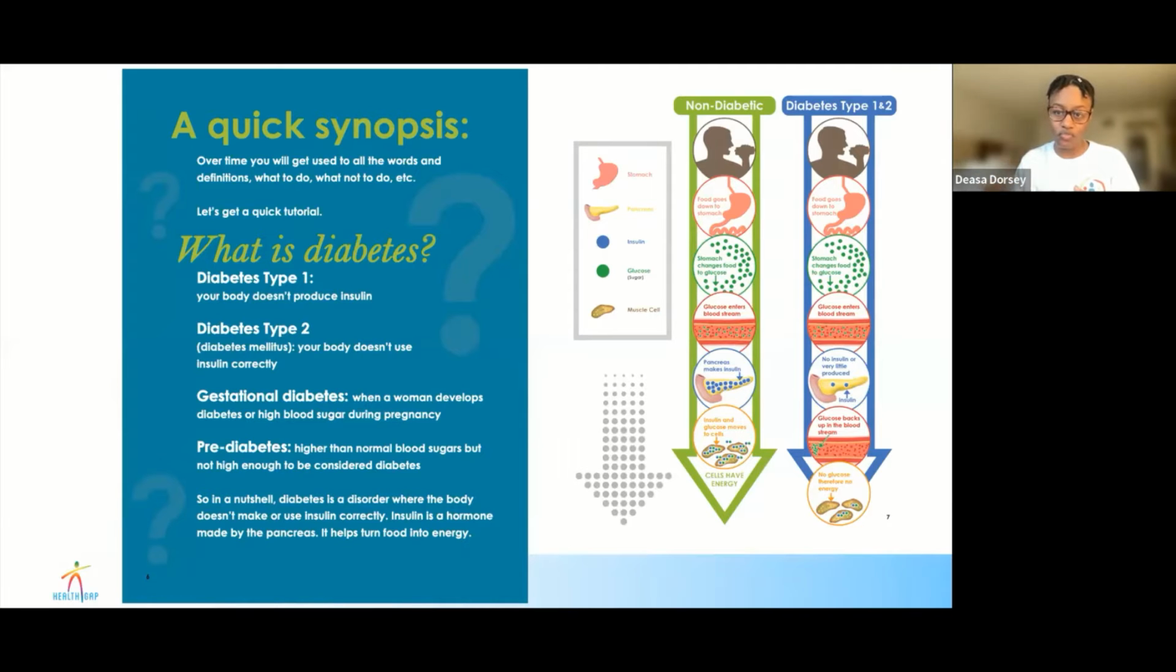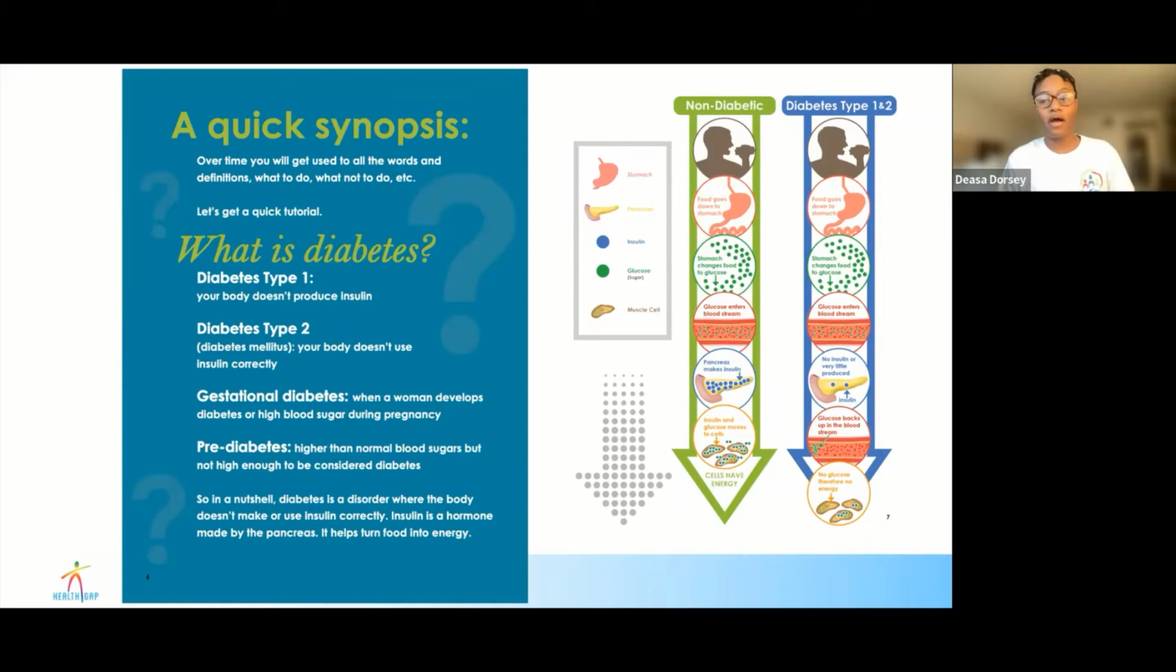You eat, the food goes down to your stomach, the stomach converts the food to sugar, sugar moves into the bloodstream, then the pancreas says, hey, there's sugar in the bloodstream, it produces insulin, insulin holds hands with the sugar and it moves into the cell, and then it produces energy.